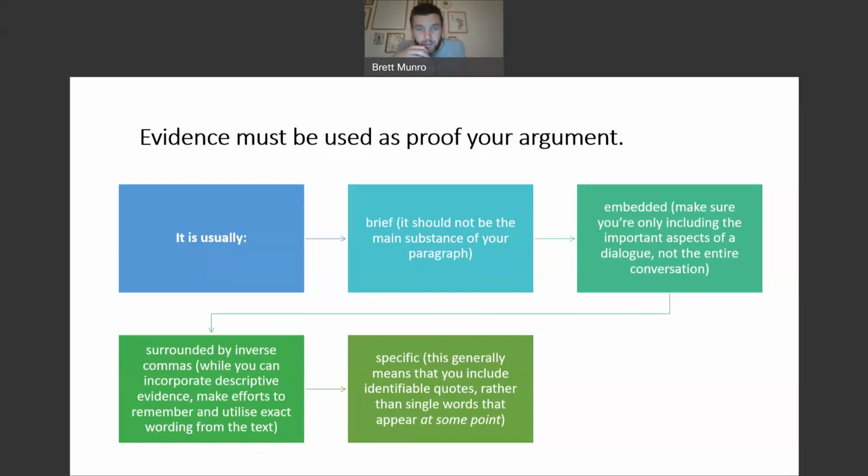It should also be specific. This generally means that you include identifiable quotes rather than single words that appear at some point. So don't go around quoting "and" or "about", because it's just not substantial enough to be supporting your essay. I would also comment that using quotes that help you describe something is probably not something that you want to do, unless it's there to actually support your argument. This is not the worst thing in the world, but it's really just there to help you be descriptive, which is not exactly what you want to do. You want to be analytical.